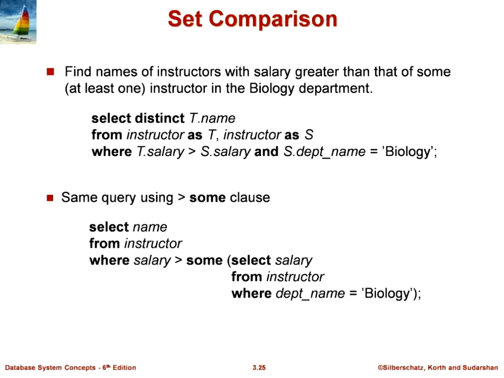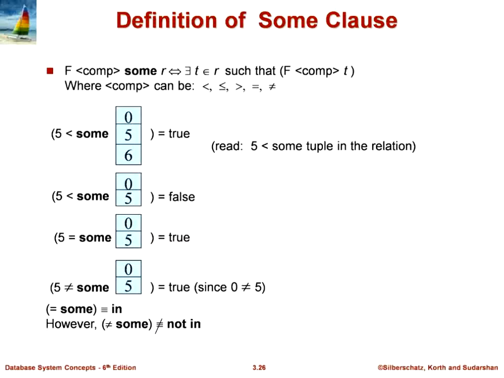Find names of instructors with salary greater than that of some instructor in the biology department. When you are using some, it means at least one. So you can use the some clause in this way: select name from instructor where salary is greater than some instructors of the biology department. So this is the comparison with some that you can use.